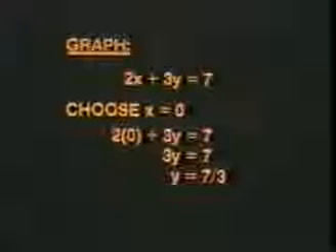The whole trick here was to pick a value for either x or y and then solve for the other unknown by substituting in the equation. If we pick 0 as the value of x, we find by substitution that y equals 7 over 3. Then we pick y as 0, and we find x equal to 7 over 2.